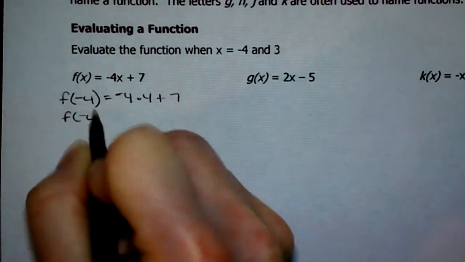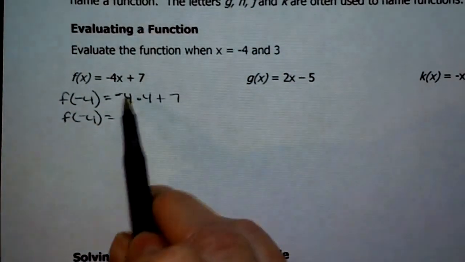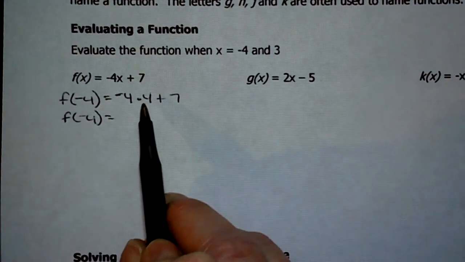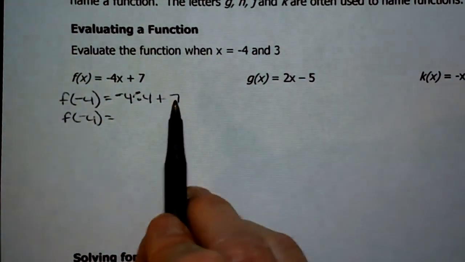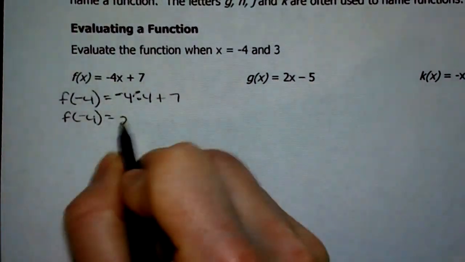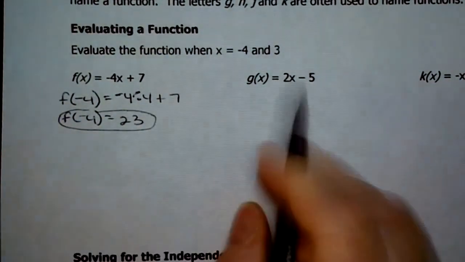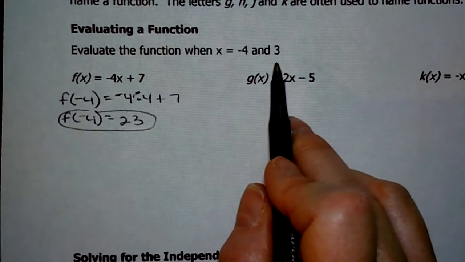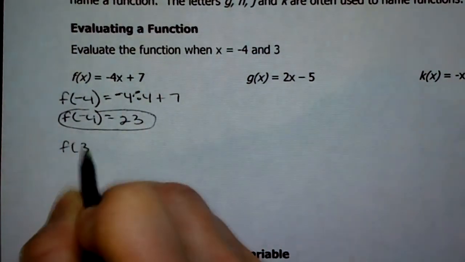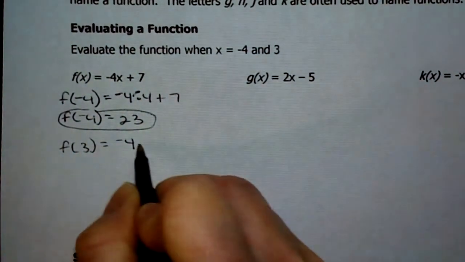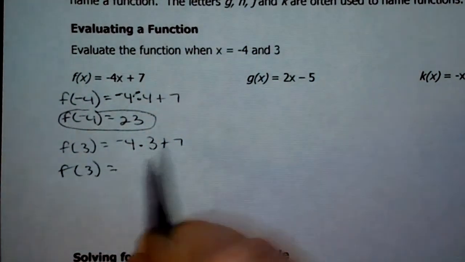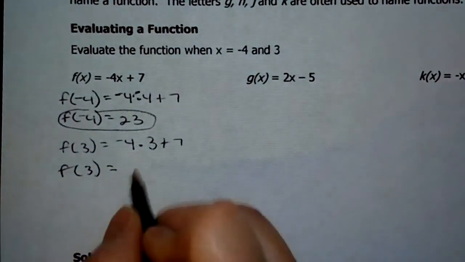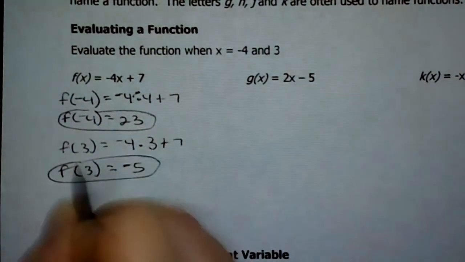So when x is -4, -4 times 4 is -16. I'm sorry, -4 times -4 is +16, and 16 plus 7 is 23. So there's part 1. But I also want to know what's the value when x is 3. So the function of 3 means -4 times 3 plus 7. So the function of 3 would be -12 plus 7, which is -5.